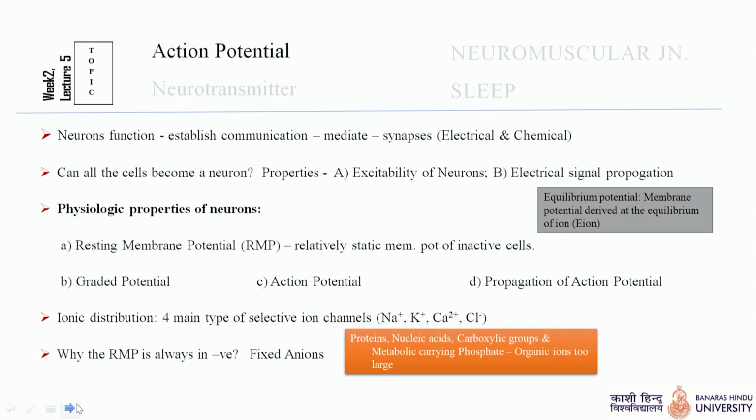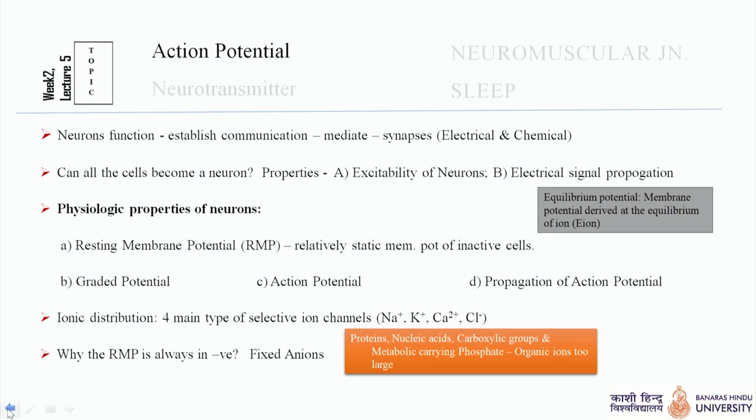Neurons. Neurons' main function is what? Its main function is to communicate. So how does it communicate? It communicates from one neuron to another neuron through the synapses. Now these synapses are of two types. One is of electrical type, another one is chemical type.